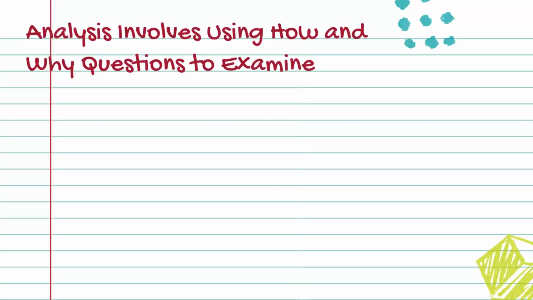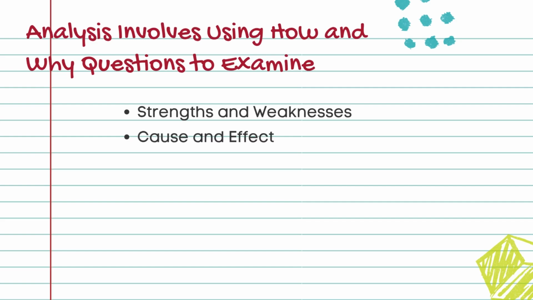Analysis also involves the use of how and why questions to examine the strengths and weaknesses of specific elements, such as character development or portrayal, and how effectively they function within a text. How, cause and effect, where one event, action, or element leads to another, reveals connections and consequences within the text.